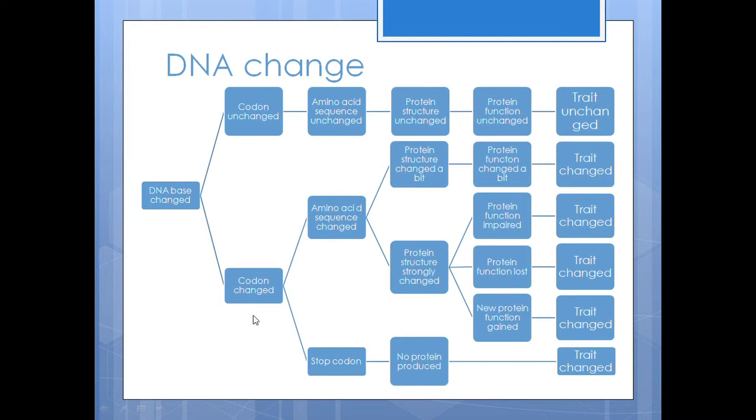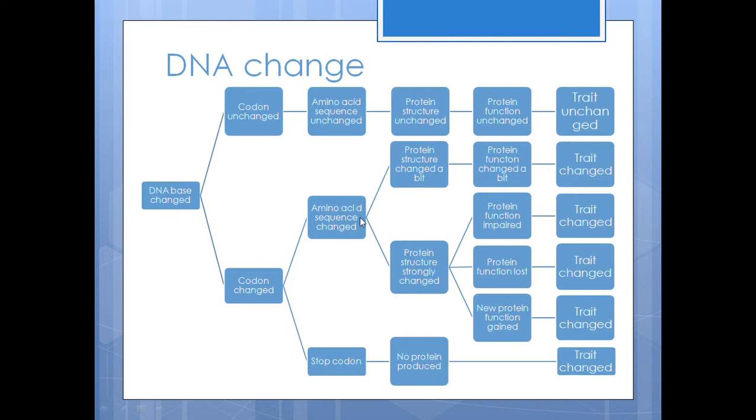If the codon is finally changed, then we also may have diverse effects. Sometimes a stop codon will be produced. In this case, actually, the protein is not produced at all, so obviously it will change the physiology of the organism. How deep the effect is, however, depends on which protein was removed this way.